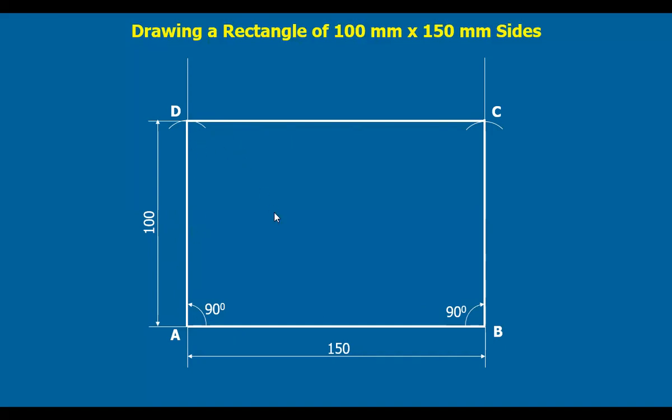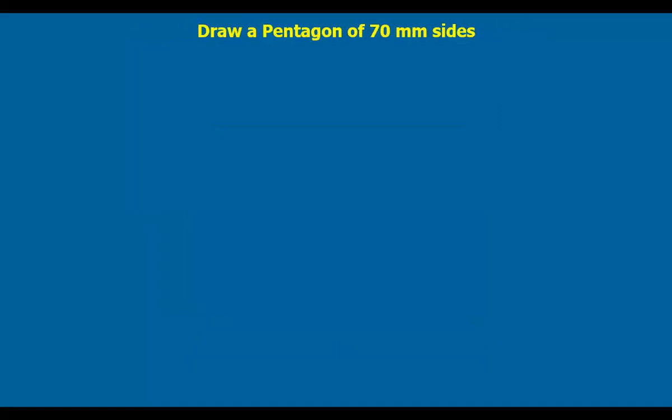Now, I want to draw a polygon of 70 mm sides. You take the base edge, say AB, 70 mm. Of course, you can draw all the construction lines, but I have avoided that and directly taken the base edge AB, 70 mm. And here, I mark the angle.